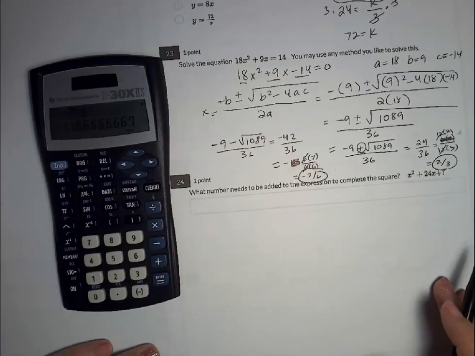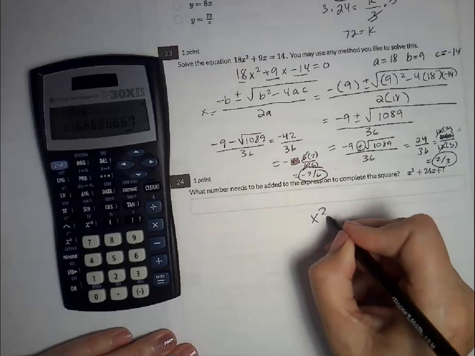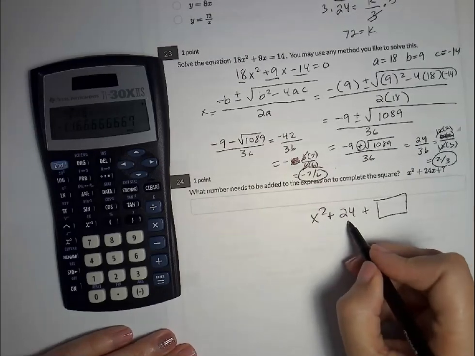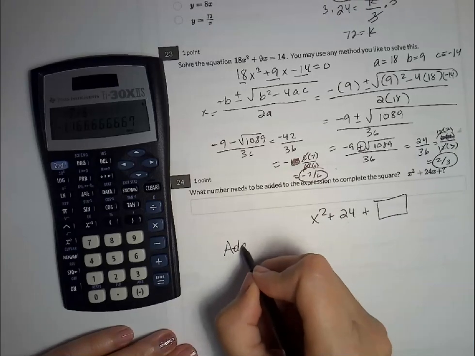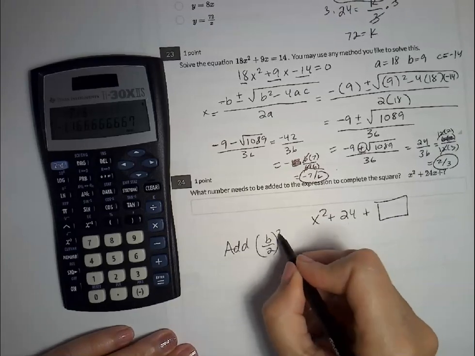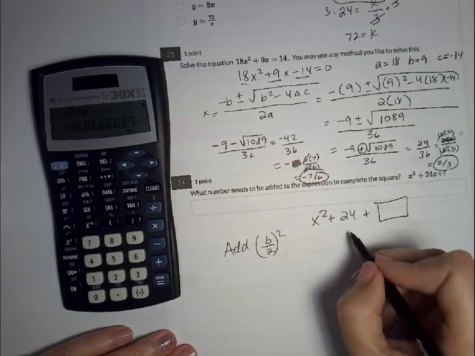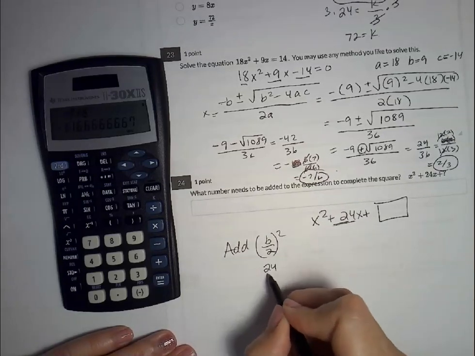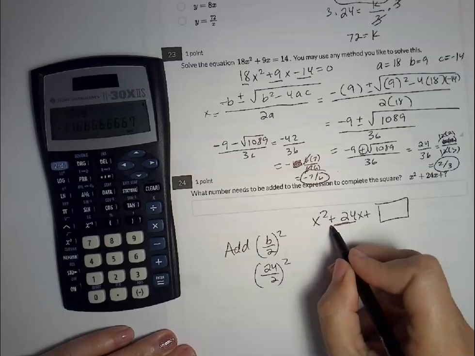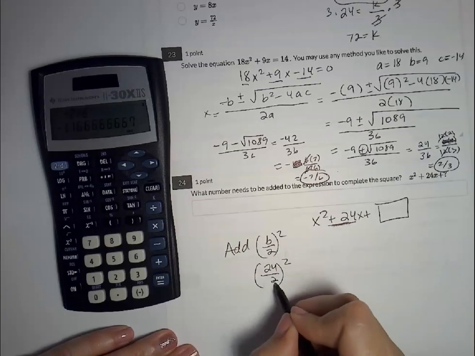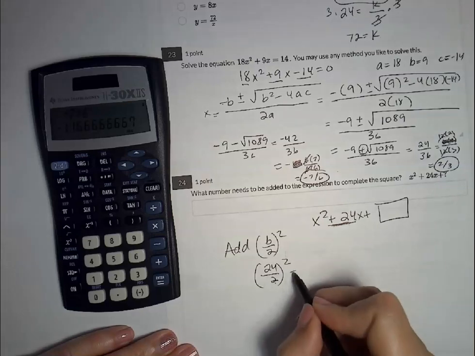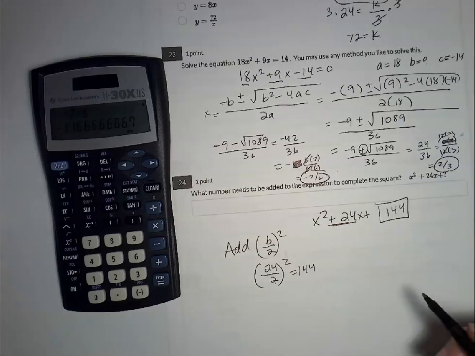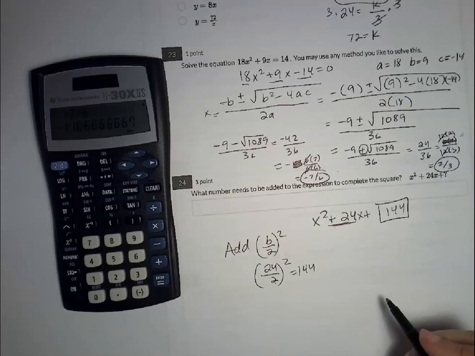What number needs to be added to the expression to complete the square? And they give me an expression. I just want to make sure you understand how to complete the square. Completing the square, you always do the same thing. You add b over 2, squared, to complete the square. So in our case, b is the number in front of x, so 24. It's a plus 24. 24 divided by 2 is 12. Squared would be 144. So I would add 144 to that expression, and now I can complete that square. Okay?